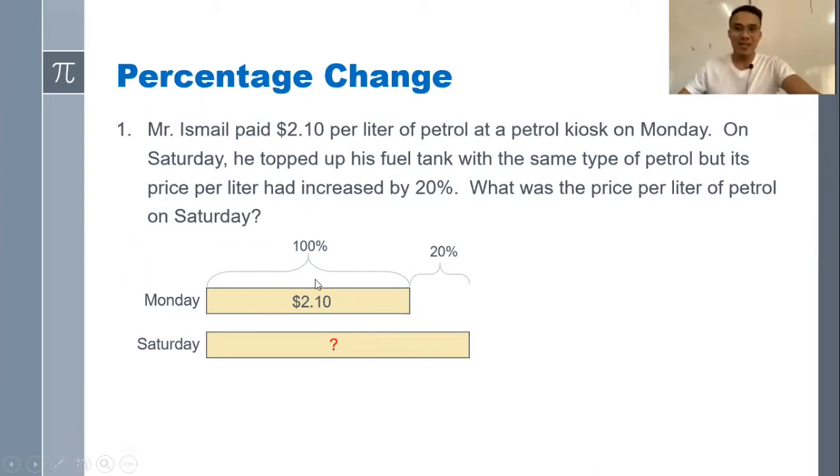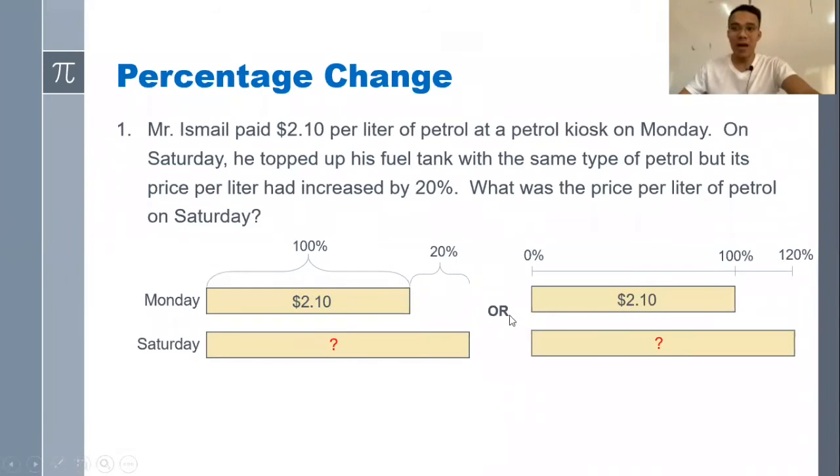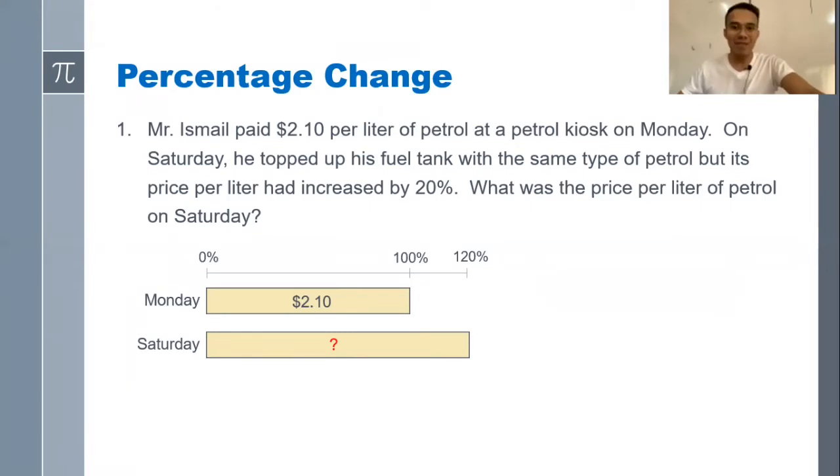Now, this representation can actually be written in the following manner. So instead of drawing curves like this, we can use a number line. Since we're using a number line, then that number line should start with 0%, the beginning of this line. And up to this point, it's going to be 100% because this represents the original quantity. And the problem says 20% was the increase. So we're going to add 20% to 100%, and it's going to be 120%. And that 120% represents the final quantity or the price of the petrol on Saturday. Okay? These two representations are just the same. To proceed, we have to stick to what is given in the problem.